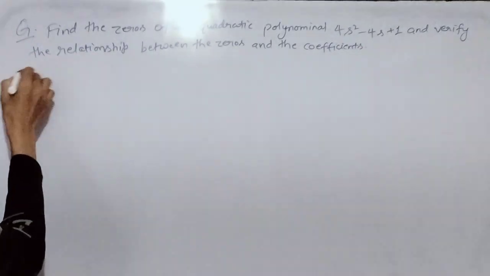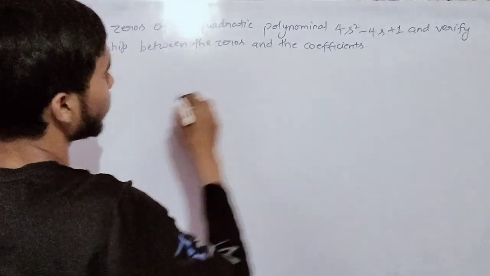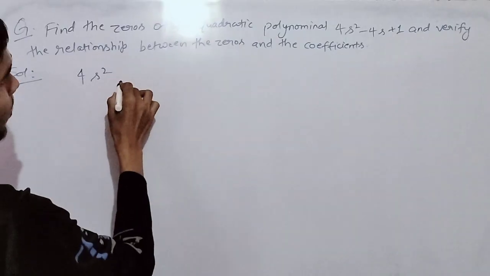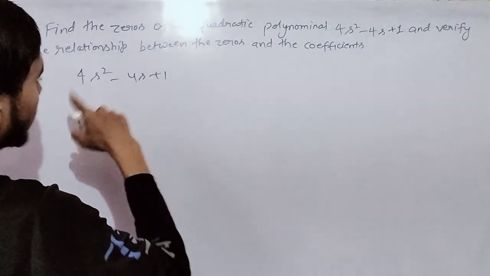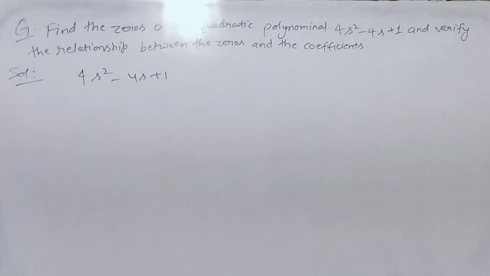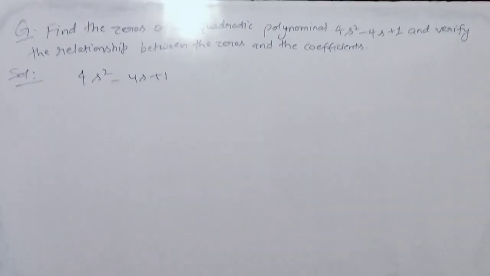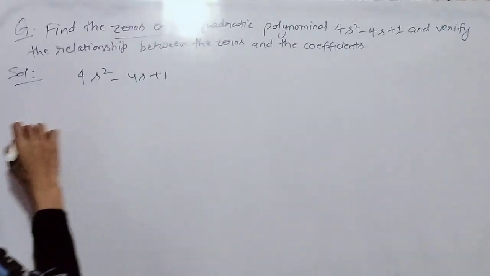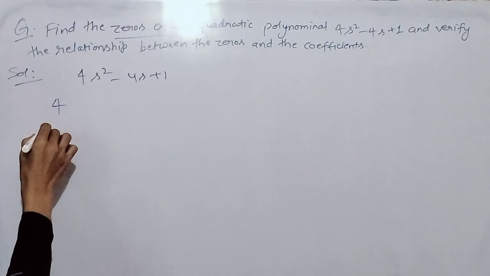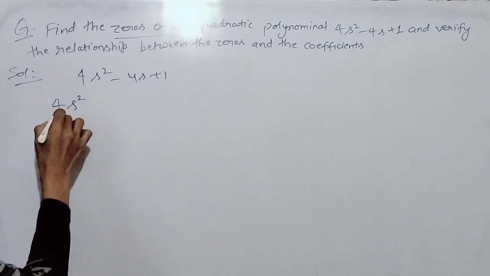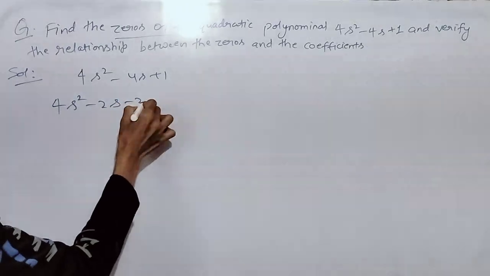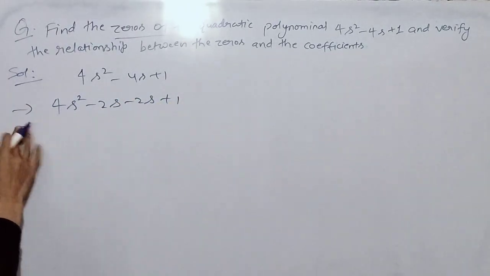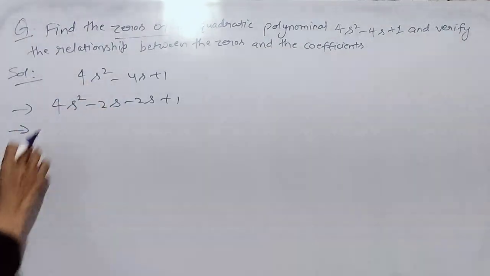This is the complete question. You have been given a polynomial. Let's start from this polynomial: 4s square minus 4s plus 1. S is the variable in this case. Verify. Find the zeros. So to find zeros, we are finding the zeros of this polynomial.